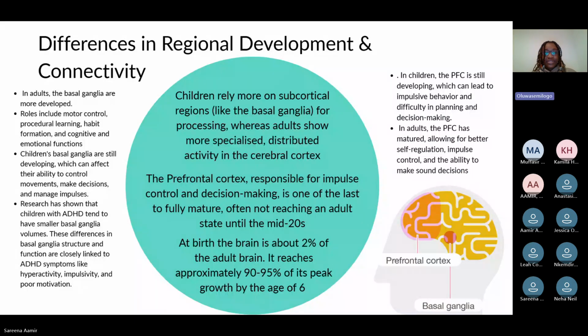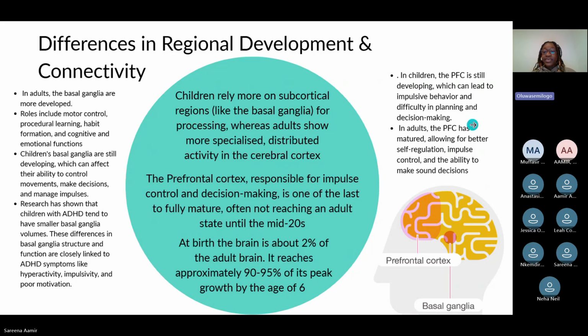Differences in regional development and connectivity. In adults, the basal ganglia are more developed, and the basal ganglia helps with motor control, procedural learning, habit formation, and cognitive and emotional functions. Children's basal ganglia are still developing, and this can affect the ability to control movements, make decisions, and manage impulses. Research has shown that children with ADHD tend to have smaller basal ganglia volumes, and these differences in basal ganglia structure and function are closely linked to ADHD symptoms like hyperactivity, impulsivity, and poor motivation.